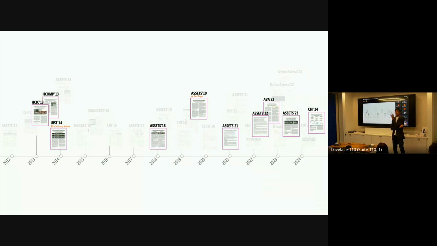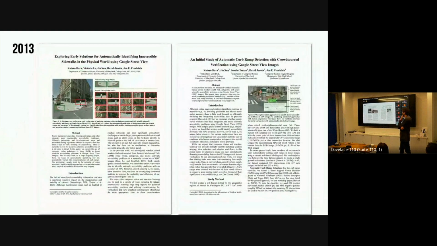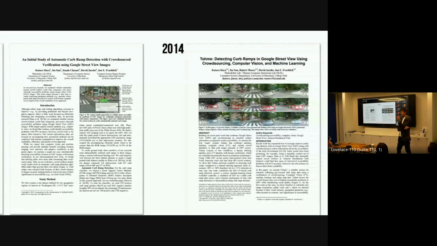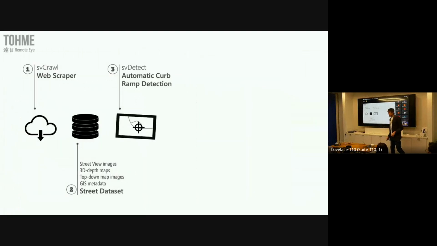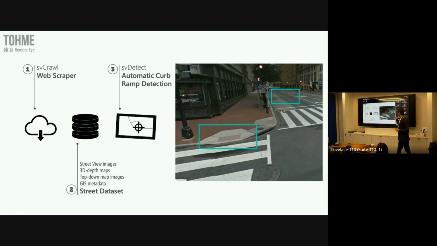In fact, we've been working on this part since the very first year, essentially. The first paper was exploring early solutions for automatically identifying inaccessible sidewalks in the physical world using Google Street View. And here we are. And this is actually using SVMs and then eventually deformable part models. This is pre-neural nets, okay? And then in 2014, we were really interested in those human-AI workflows. So I'll mention Tohme, which I thought was a very nice breakthrough for our team. So we did have an automatic curb ramp detector, okay? But this is a hard problem.